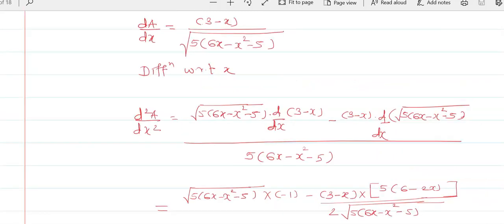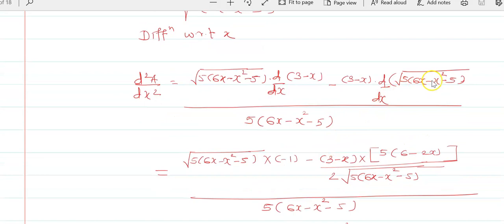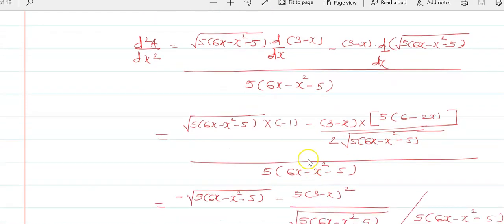Now here is the second derivative. Again I am repeating here, d2A upon dx squared is equal to root of 5 in bracket 6x minus x squared minus 5 into d/dx of 3 minus x, minus in bracket 3 minus x into d/dx of root of 5 in bracket 6x minus x squared minus 5, upon the square of this quantity. If we differentiate this again, you will get 3 minus x, and the derivative of this is 5 in bracket 6 minus 2x upon 2 root of 5 in bracket 6x minus x squared minus 5, upon the square of this quantity.